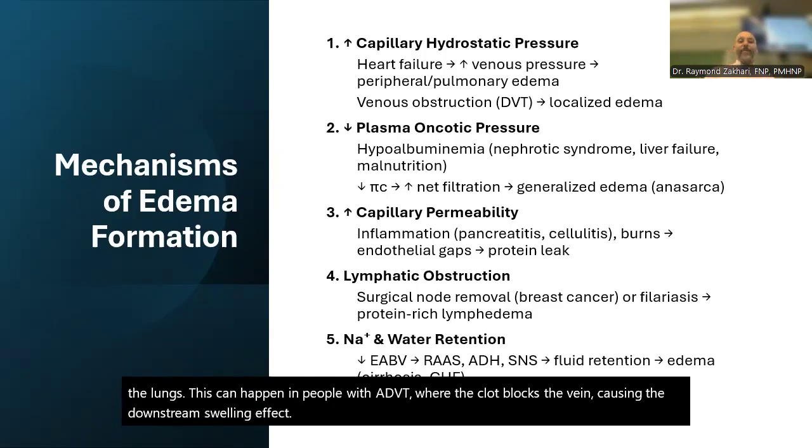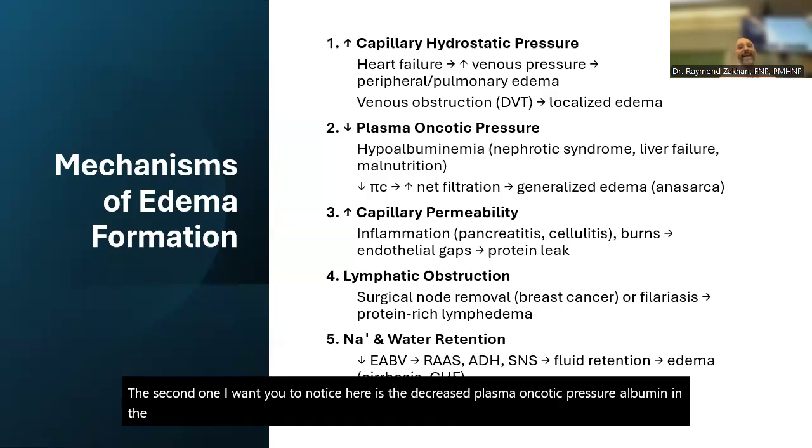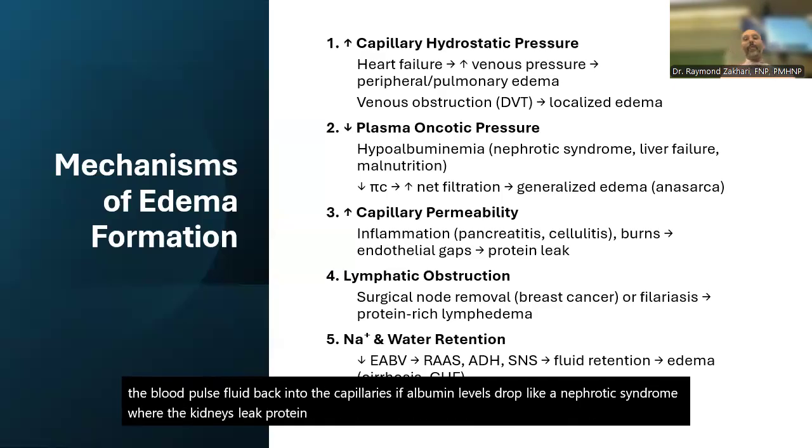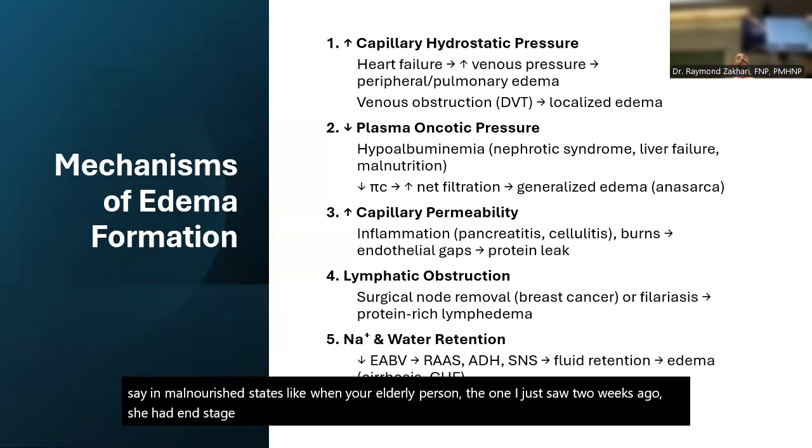The second one I want you to notice here is the decreased plasma oncotic pressure. Albumin in the blood pulls fluid back into the capillaries. If albumin levels drop, like in nephrotic syndrome, where the kidneys leak protein, or say in liver failure where not enough is being produced, or say in malnourished states, like when your elderly person, the one I just saw 2 weeks ago, she had end-stage dementia, and I'm seeing her for the first time.